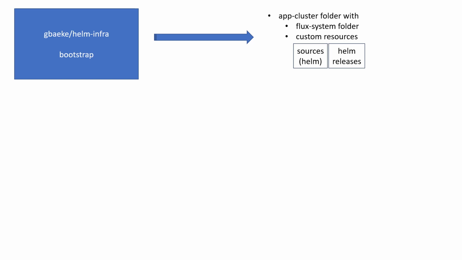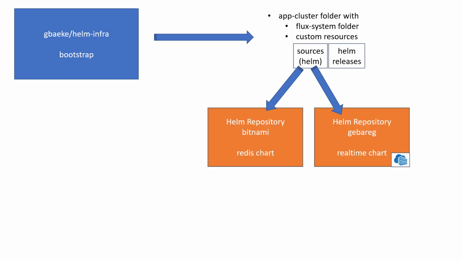Now, the sources we're going to use are the following ones. We're going to point to the Bitnami Helm repository because we want to install Redis using a Helm chart. Next, we're going to point to one of my own repositories. It's called Reg from Remote Registry, right? And it contains the real-time chart for the app that I want to deploy, my own app, so to speak.